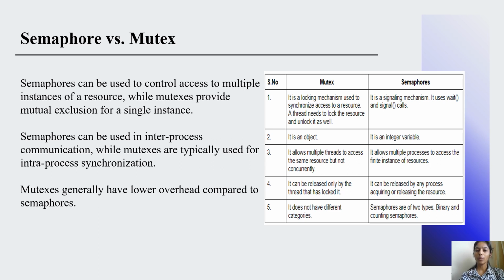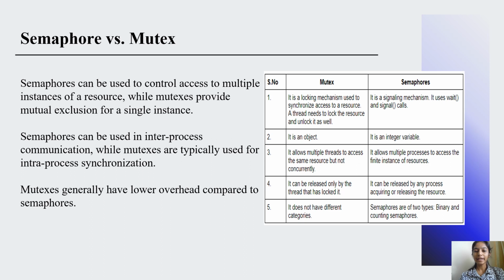Difference between mutex and semaphore. Mutex: it is a locking mechanism used to synchronize access to a resource. A thread needs to lock the resource and unlock it as well. Semaphore: it is a signaling mechanism. It uses wait and signal calls. Mutex: it is an object. Semaphore: it is an integer variable.